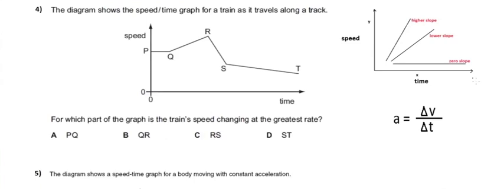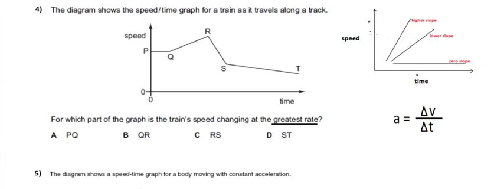Here, question number 4. The diagram shows the speed time graph for a train as it travels along the track, and which part of the graph is the train speed changing at the greatest rate. So in this case, they are asking for the greatest rate, that means the highest acceleration. We know the acceleration is nothing but the rate of change of the speed, and this slide image I have given here for the reference.